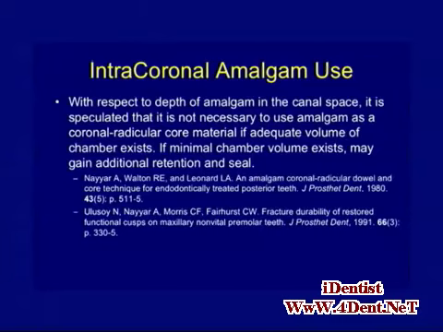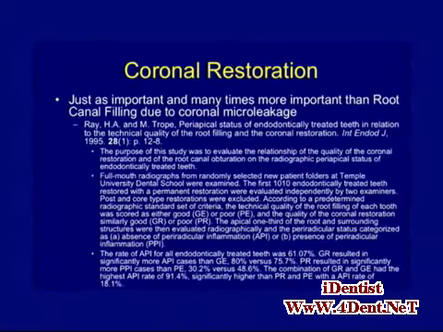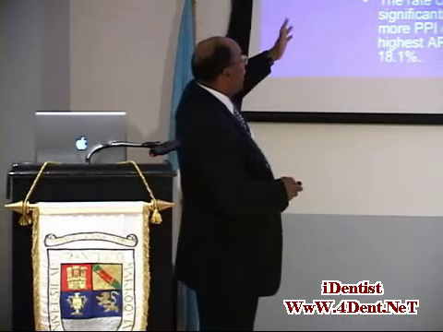And a study by Nair, that same study I mentioned before, and also Ulusoy, with respect to the depth of amalgam in the canal space, it's speculated that it's not necessary to use amalgam as a coronal radicular core material if adequate volume of chamber exists. If minimal chamber volume exists, you may gain an additional retention and seal. So most of the time you don't need it, but sometimes you will. We've already talked about the Ray and Trope study already, but that's to remind us that we maybe should consider placing a core.